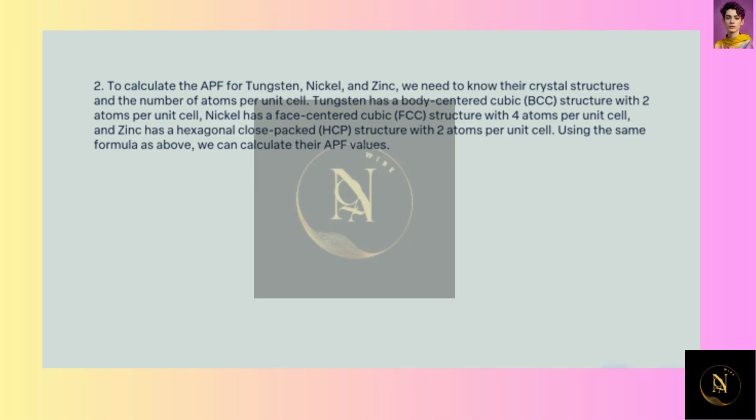2. To calculate the APF for tungsten, nickel, and zinc, we need to know their crystal structures and the number of atoms per unit cell. Tungsten has a body-centered cubic BCC structure with 2 atoms per unit cell. Nickel has a face-centered cubic FCC structure with 4 atoms per unit cell, and zinc has a hexagonal close-packed HCP structure with 2 atoms per unit cell. Using the same formula as above, we can calculate their APF values.